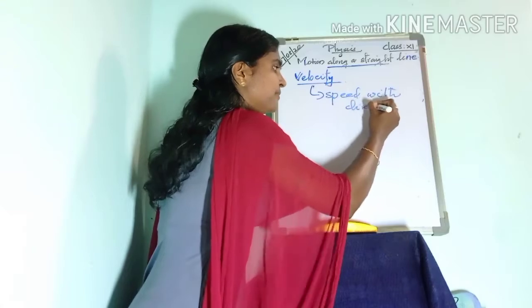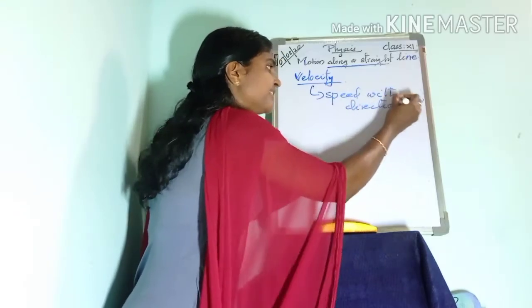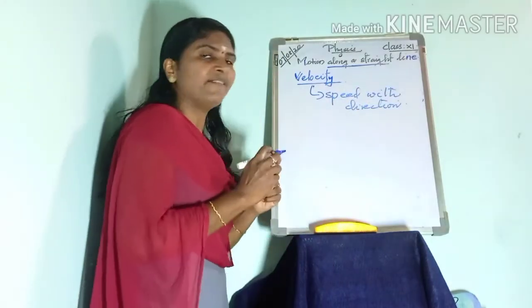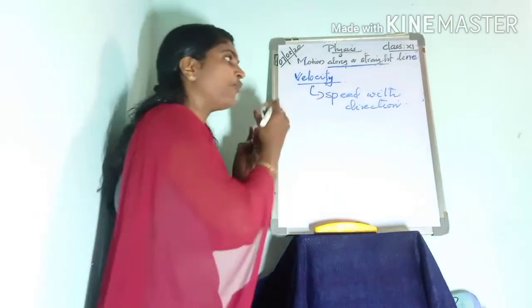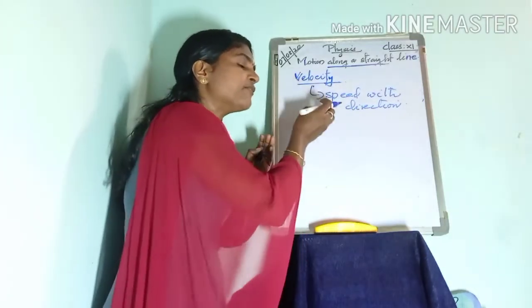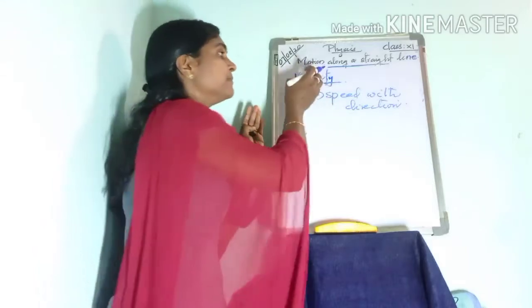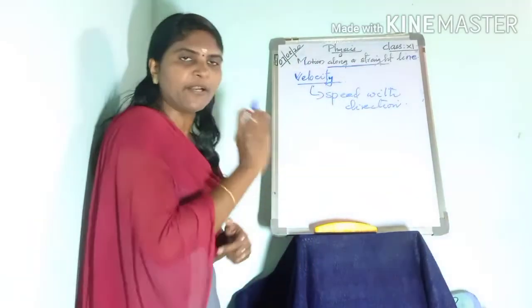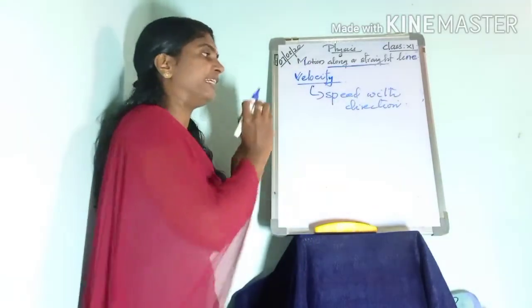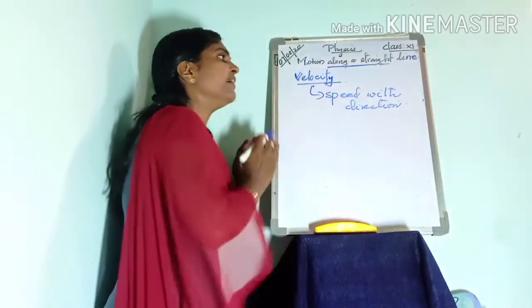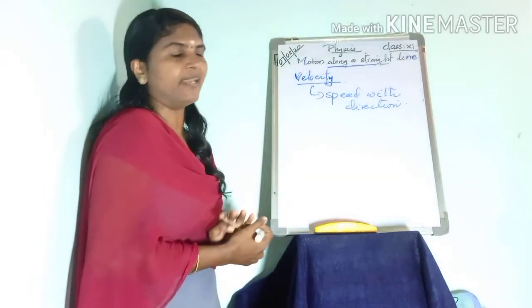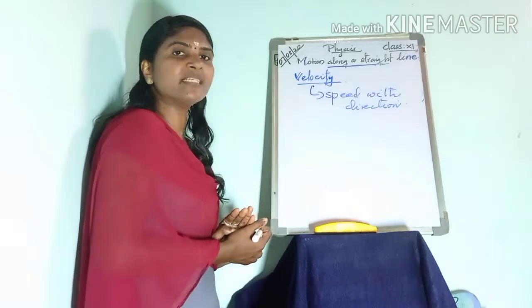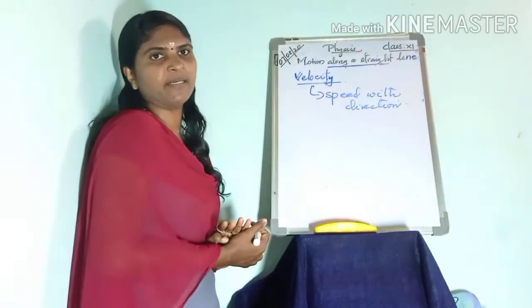The speed of an object moving in a definite direction is called the velocity. That is, along with the speed, when we specify the direction, that becomes velocity. Speed of an object moving in a definite direction is given by velocity. We can also express velocity in terms of displacement.